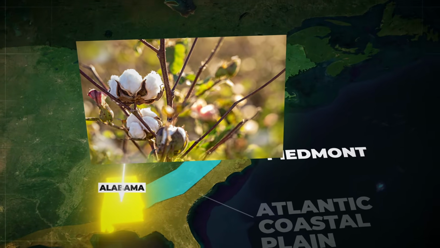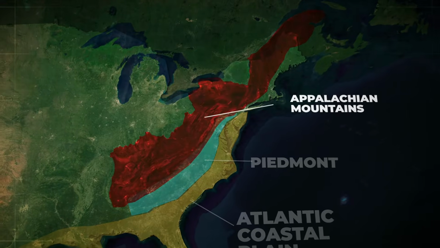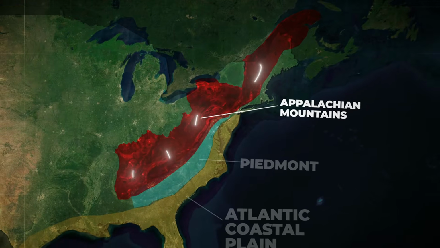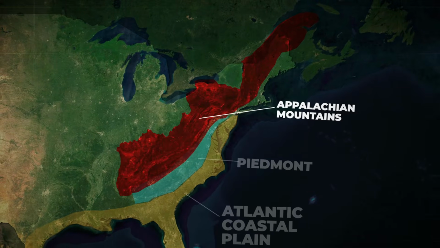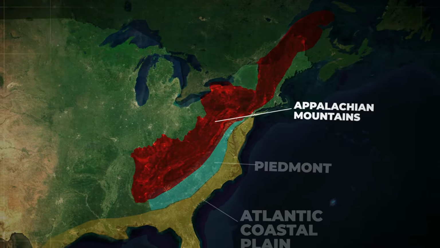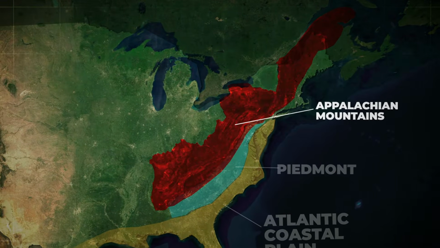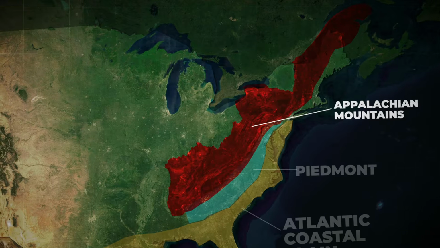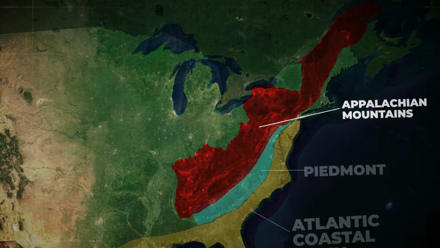The major mountain range in the east is the Appalachian Mountains, which rise above the Piedmont. This range is very old, and millions of years of rain and wind erosion have smoothed out its peaks. The highest mountain here is only 6,700 feet, which is 2,040 meters tall.